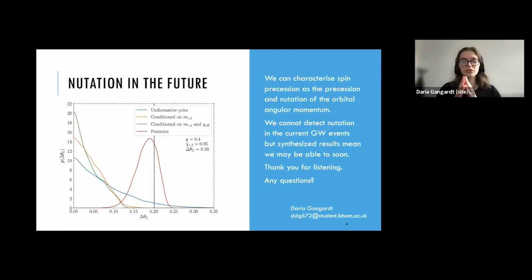To conclude, we're not able to constrain nutation in the catalog. However, we were able to synthesize an injection that would have a high nutational amplitude. And you can see here that for this synthetic injection, the posterior is constrained away from the priors. This means that we may be able to detect nutation in the upcoming LIGO runs.